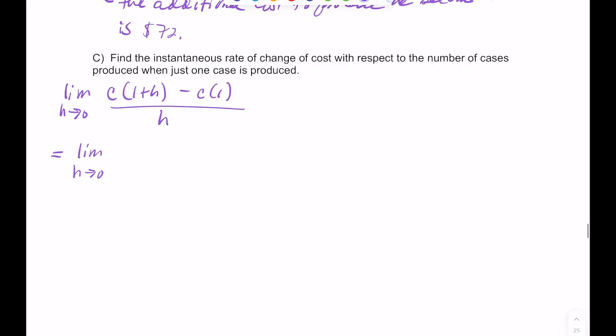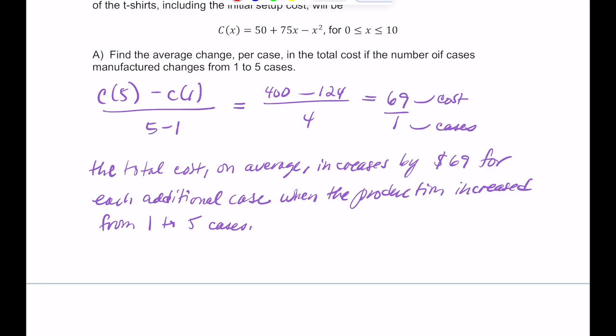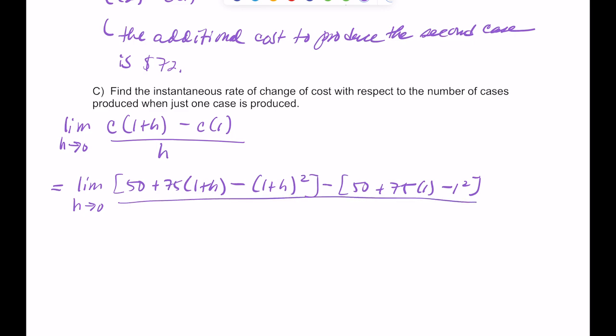So what I'm doing is I'm taking my function, which was this function right here, and I'm plugging in 1 plus h for the x's, and then I'm just plugging in 1 for the x's. So when I do that, I get the following. I get 50 plus 75 times x, which is just 1 plus h, minus x squared, so 1 plus h squared. And then I'm going to plug in actual 1. So I would get 50 plus 75 times 1 minus 1 squared. And in the denominator, we're just going to divide by h.